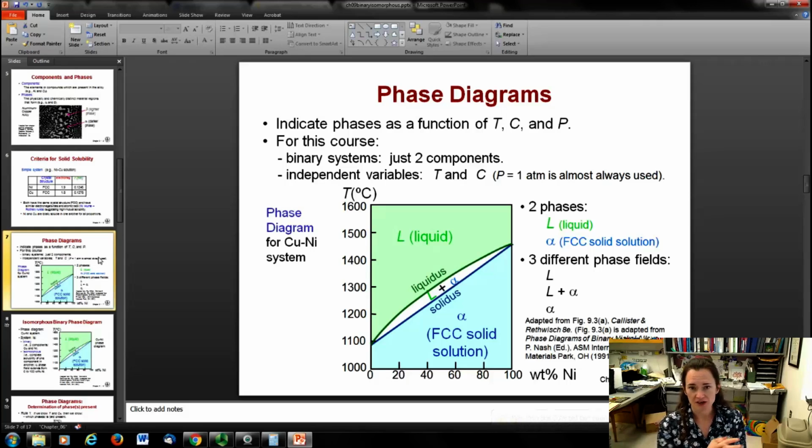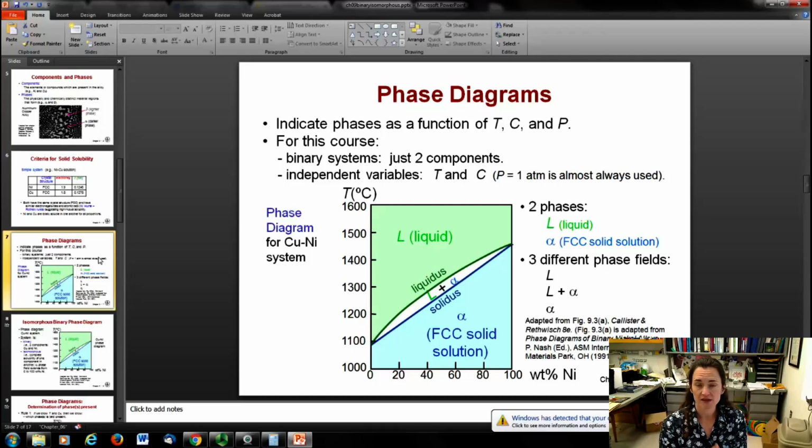So if you look at the copper-nickel phase diagram, what you can do is you can indicate the phases as a function of temperature, composition, and pressure. You can plot the pressure too, like we did for the water phase diagram. But for this course, those can get kind of complicated and complex. So for this course, we're just going to look at binary systems with two components, like copper-nickel, and we're going to only examine the independent variables of temperature and percent composition. And we're just going to hold the pressure at 1 atmosphere, which is what the standard kind of is for comparison anyway, since we're at 1 atmosphere here. Okay, so if we do that for copper-nickel, then this is what the phase diagram looks like.